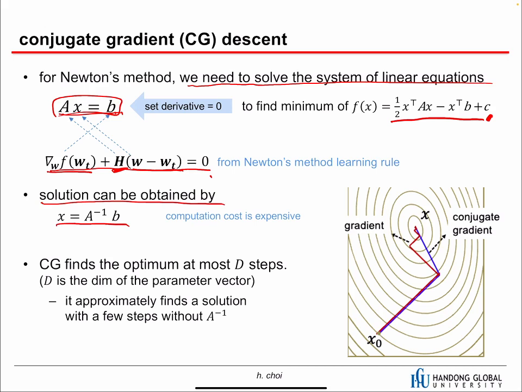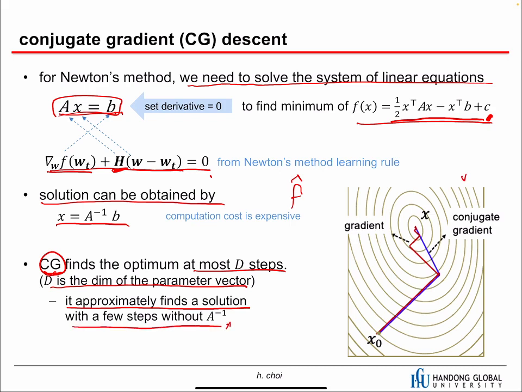It's just simple when A is invertible, but the computation cost is expensive. That's why we talk about conjugate gradient. Conjugate gradient finds the optimum in at most this many steps. So still, we are talking about these quadratic equations. When we have a function, we approximate it. Now we focus on just the quadratic, f hat, not f. And CG, conjugate gradient, finds the optimum in at most this many steps, where this is the dimension of the parameter vector. It approximately finds a solution with a few steps without A inverse.